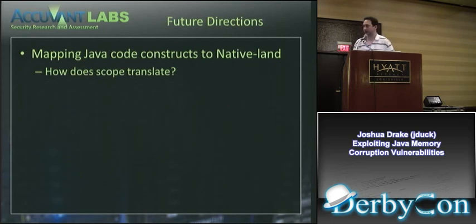So future things, something I've always wanted to do is try to map Java code constructs into native land. So when you create a static variable in Java, does it get put in the Java heap, or does it get put in like a global variable, or where does that fit into the native memory layout? How does scope translate, or local variables, are they stored in the Java object heap and garbage collected, or are they on the stack, or what are they doing?